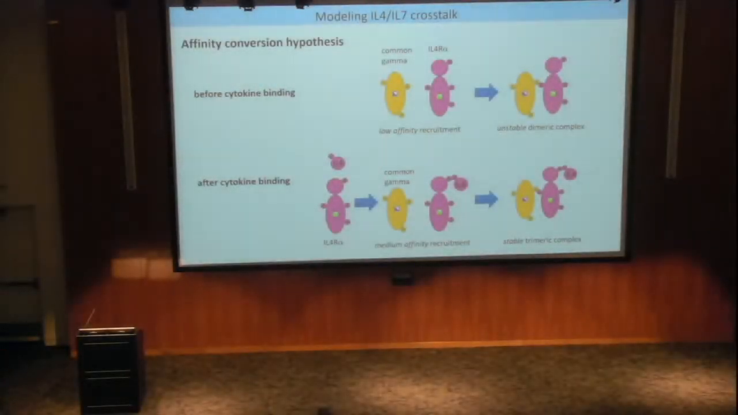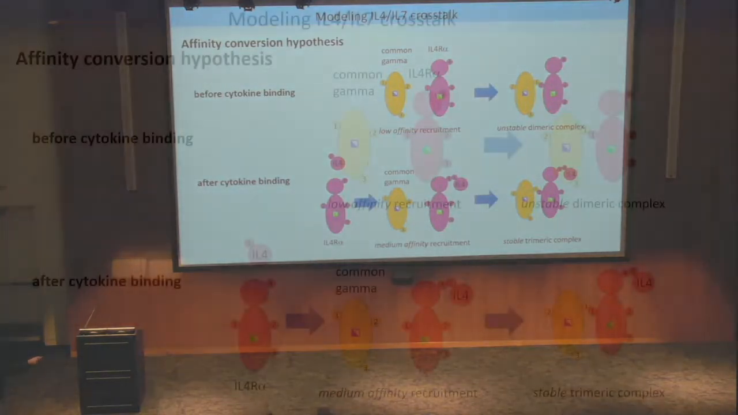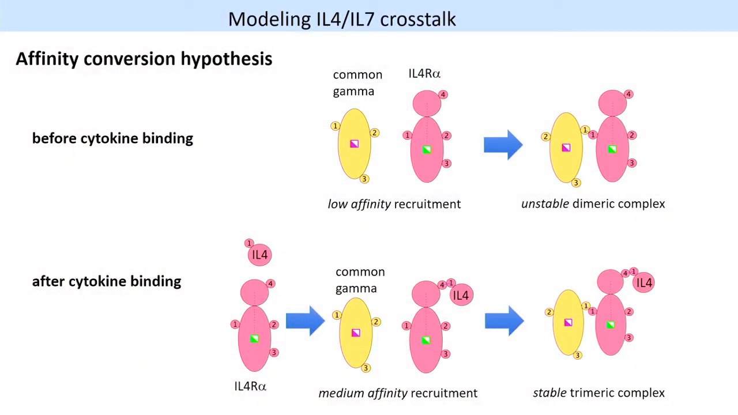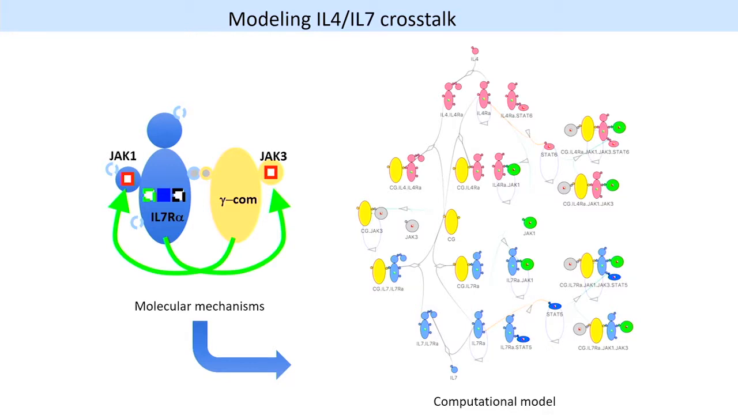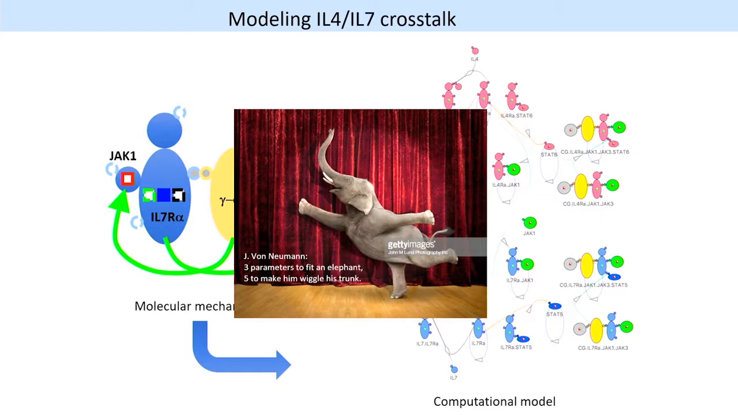And so we implemented the textbook wisdom that without the cytokine, there is a low affinity binding between the common gamma chain and the private chains. And then with the cytokine binding, these interactions become stronger and the complex is more stable. So we went from these molecular mechanisms to a computational model, and we ended up with roughly 40 parameters, which seems to be standard for this conference.